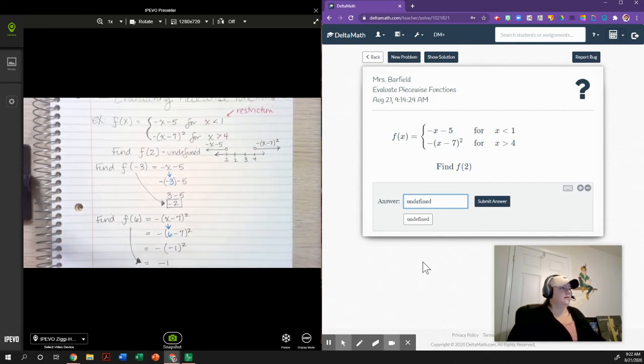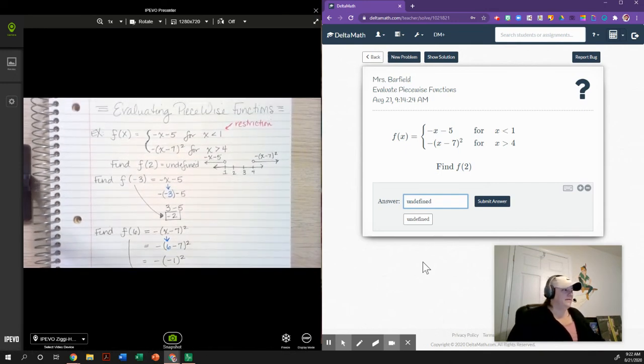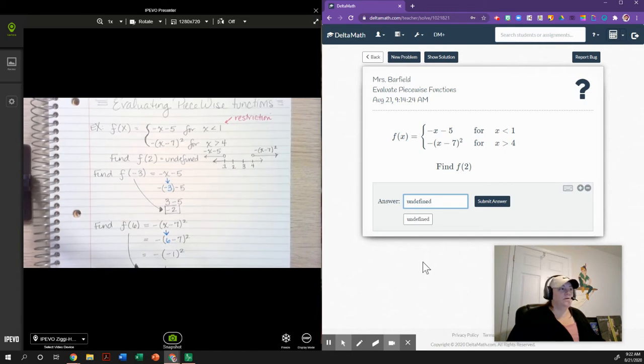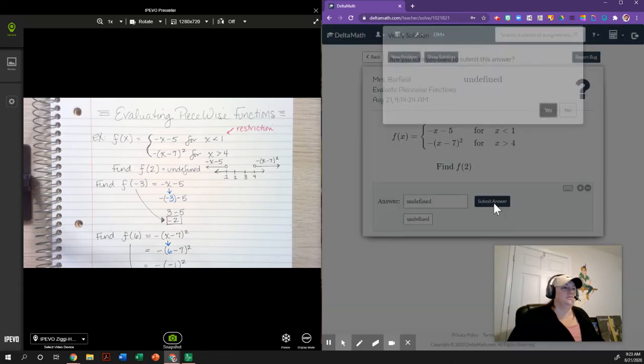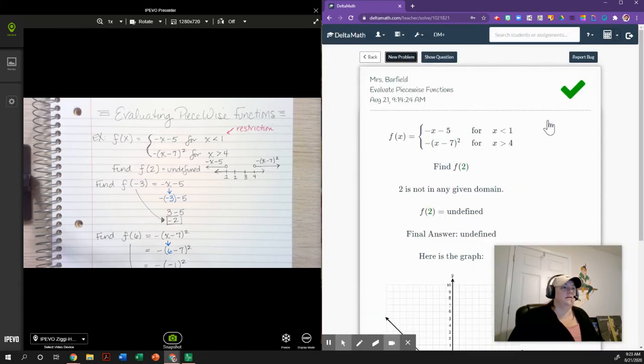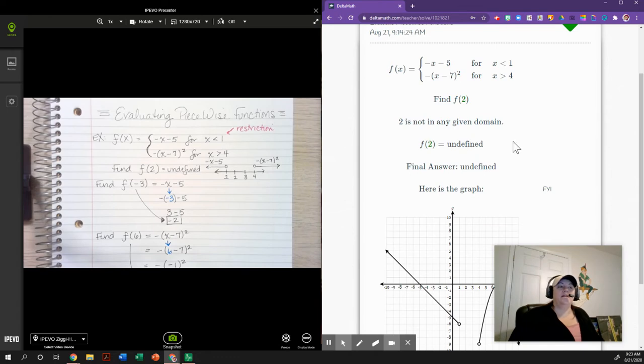Now, here's the thing about that. I don't want to do all this work every single time if Desmos is going to do the work for me. So if I submit my answer, yes, right. And they use some words there about domain and range, and we'll come back to that.